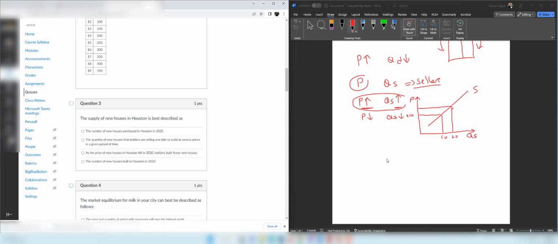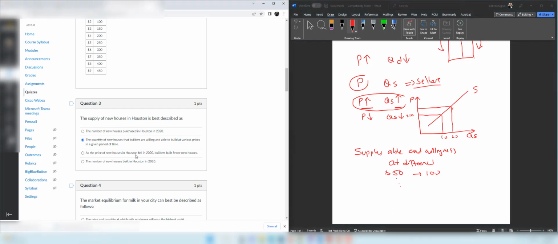B, the quantity of new houses that builders are willing and able to build at various prices in a given period of time. This looks correct, okay? The reason is because supply represents ability and willingness. It doesn't tell us the amount, but the ability and willingness of suppliers at different prices. At $50, people supply maybe 100 units, and as the price changes, their ability and willingness change as well. So therefore, this is correct. Let's read the other one.